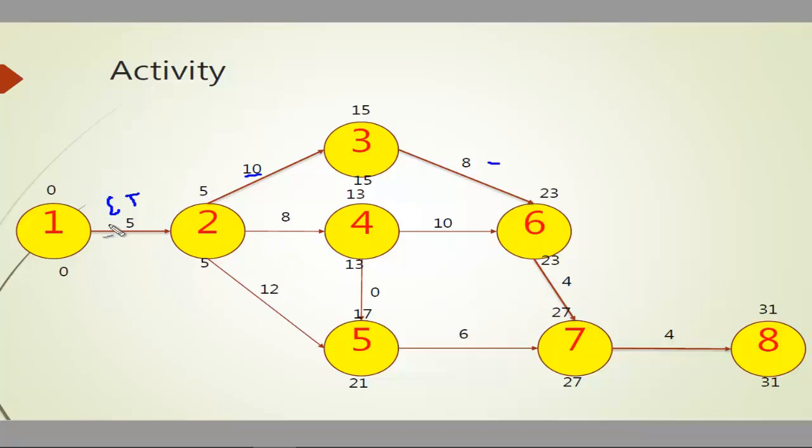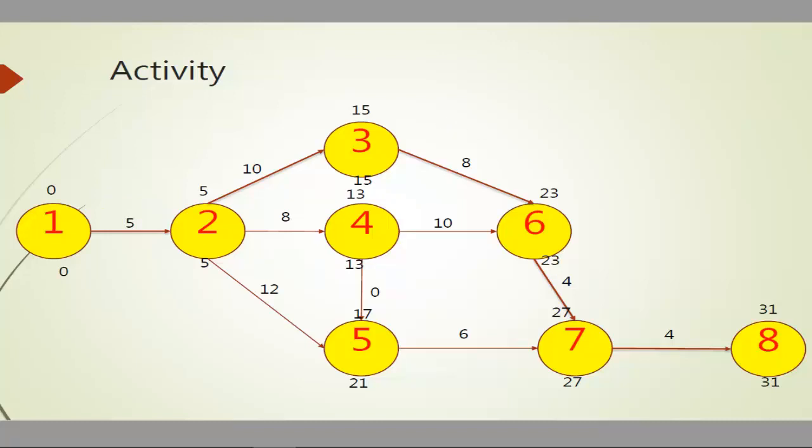Then you can also calculate the total time: 0 plus 5 is 5, 5 plus 10 is 15, 15 plus 8 is 23, and so on. You can make a diagram. Now we need to find the critical path. So what shall we do? That's the same as what we did in our CPM.